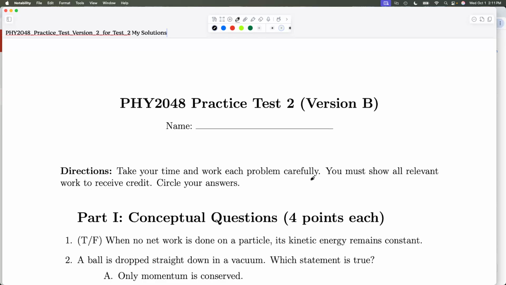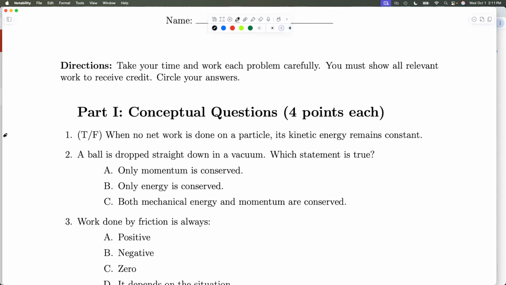Okay, I'm going to do this in real time so that you can see my thought process. It will take longer than it would for me to just go through and do it. And I'll talk about all the conceptual questions here.